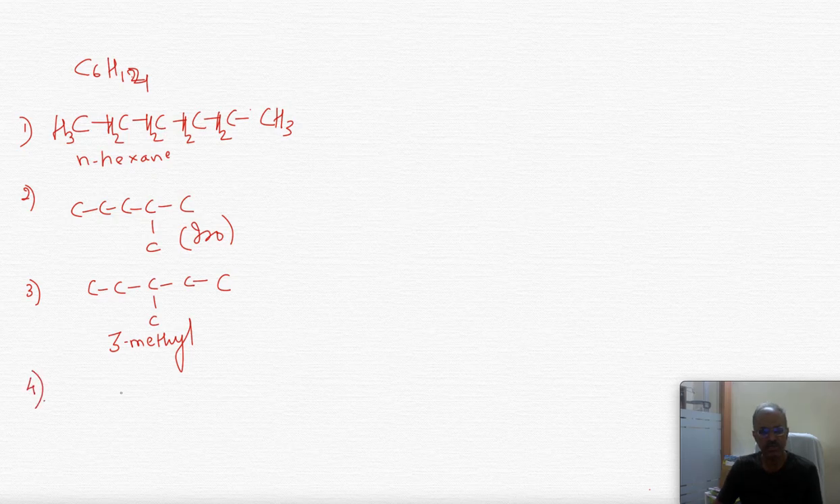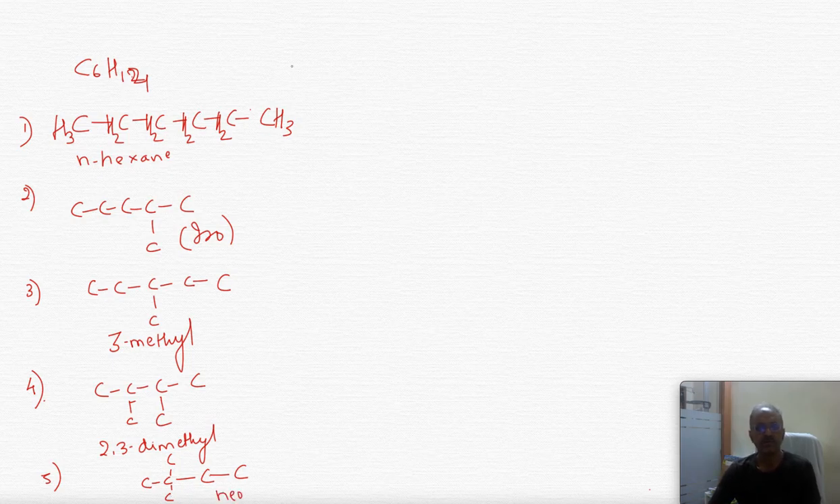Then the fourth one has two methyl groups, so it will be 2,3-dimethyl. And the fifth one has carbon atoms where 1 carbon atom and 3 carbon atoms are directly attached, so it is neo. So for C6H14 there are 5 isomers.